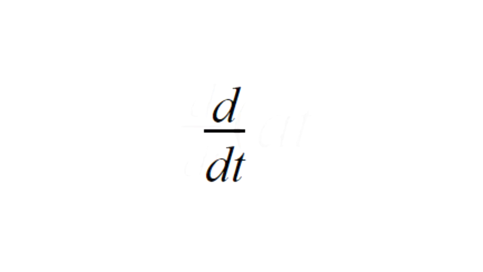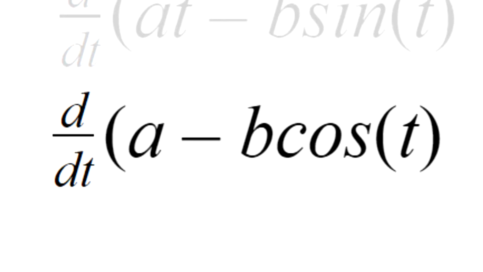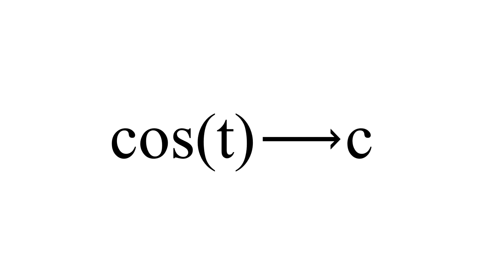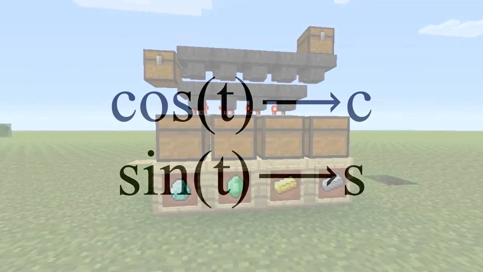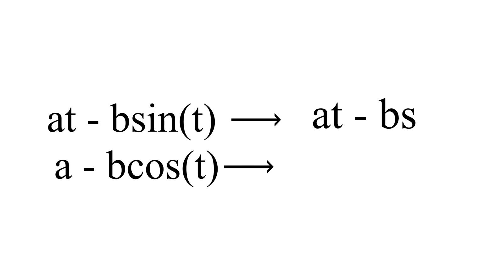Step 1. Differentiate the x component, at minus b sine t, and the y component, a minus b cosine t, 3 times. But first, I will start by writing cosine t as c and sine t as s to shorten the expressions and make them look more organized and less overwhelming. So as a result, this turns the components into at minus bs and a minus bc.